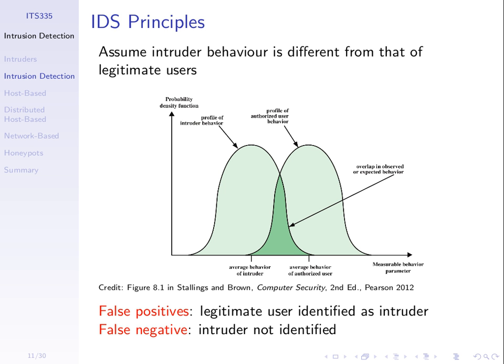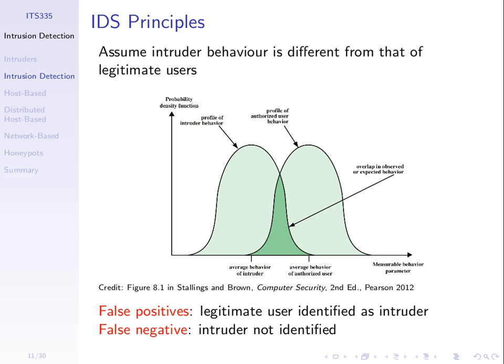So the idea is to first be able to distinguish between what an intruder does versus what a normal user does. If we cannot distinguish, then we cannot detect intrusions. So we must be able to distinguish that an intruder does something different than a normal user. For example, in this diagram, if the profile of the intruder, so the behavior of the intruder, overlapped fully with the profile of the authorized user, then there would be no way to detect intrusions. So the assumption is that they don't overlap, or they don't fully overlap.